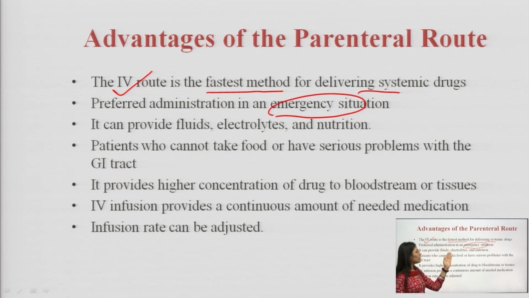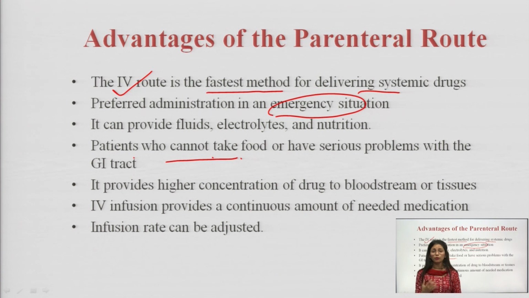After that, it provides fluids, electrolytes and nutrition. We can incorporate fluids, nutrition and electrolytes inside the systemic circulation for a patient who cannot take food or has serious problems in the GIT tract. For example, there are patients with mouth cancer who have lots of problems, and they are not able to swallow. Very small kids are also not able to swallow properly. So for them we can administer through parenteral routes.